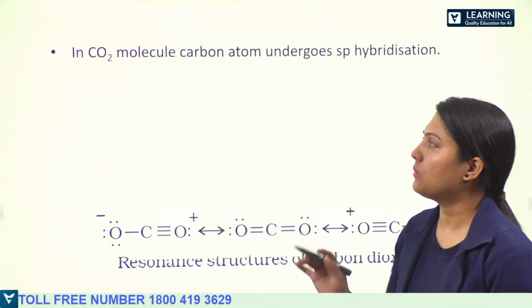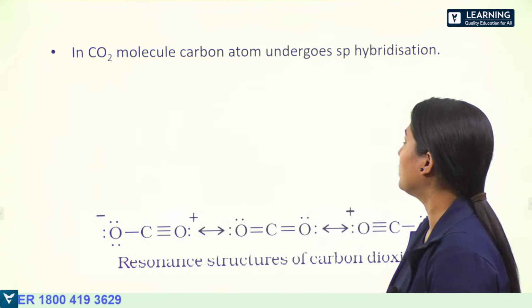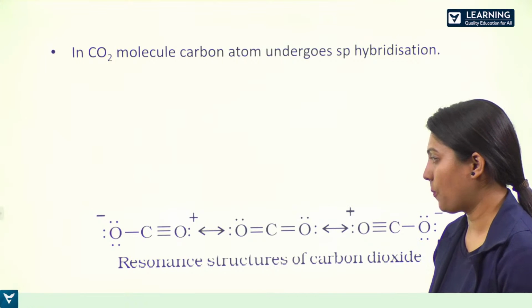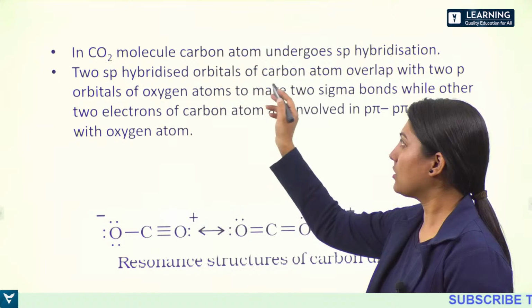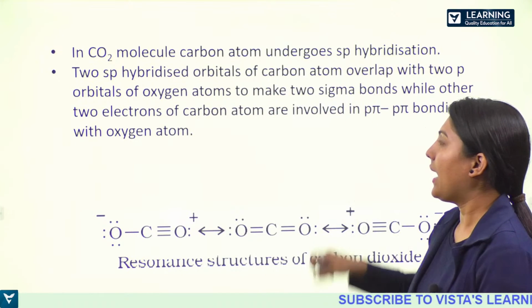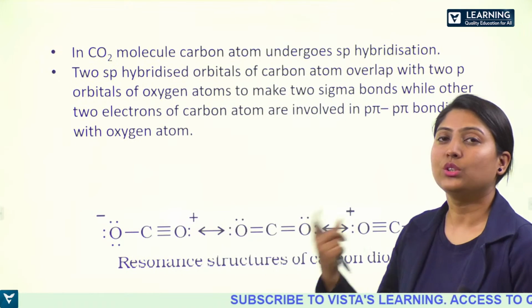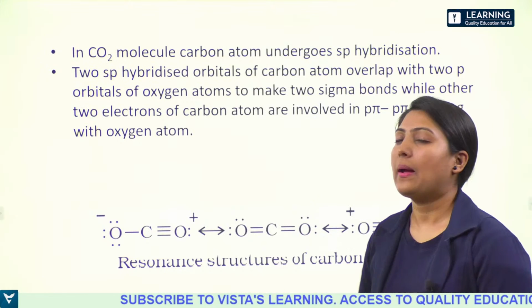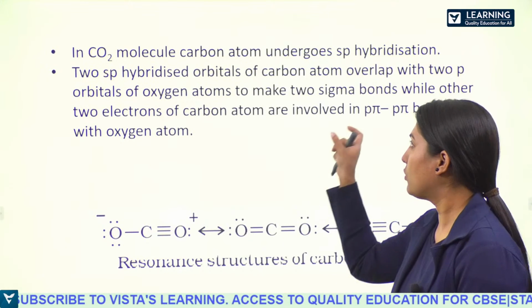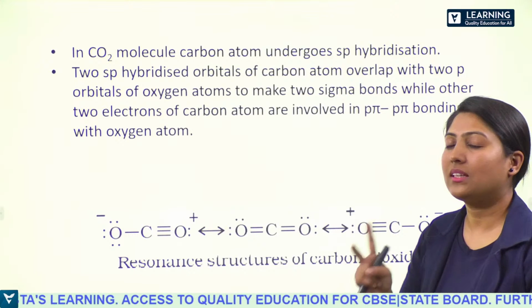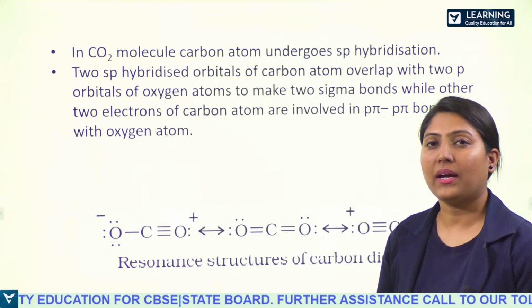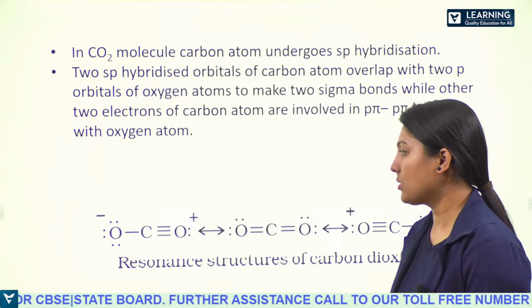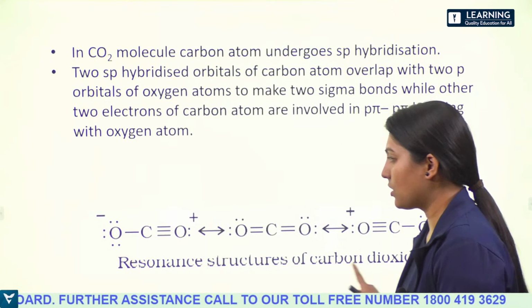So in the carbon dioxide molecule, the carbon atom undergoes sp hybridization, and the resonance is shown here. Two sp hybrid orbitals of the carbon atom overlap with two p orbitals of oxygen atoms to form two sigma bonds, while the two electrons of the carbon atom are involved in p-pi bonding with the oxygen. So the resonance structure will be like this.